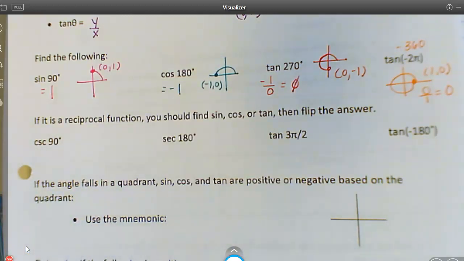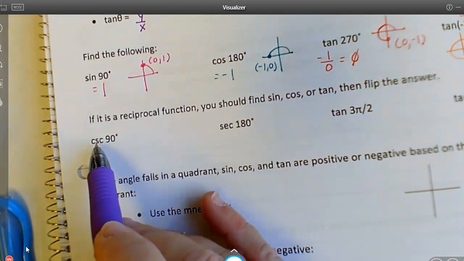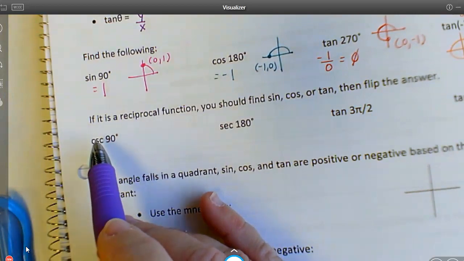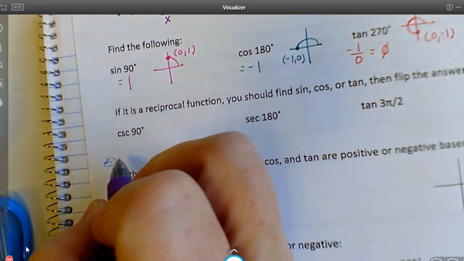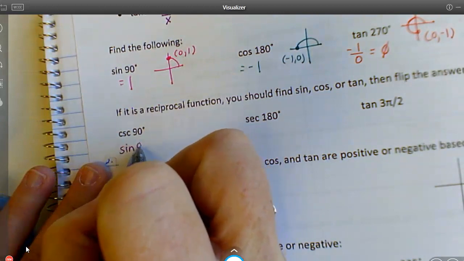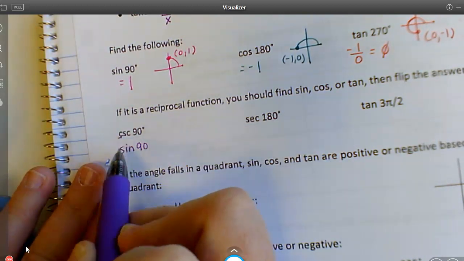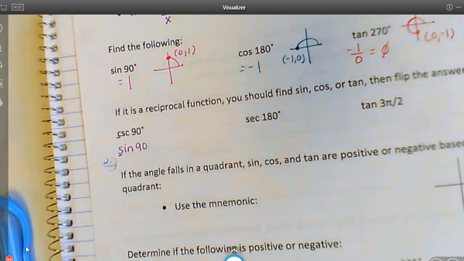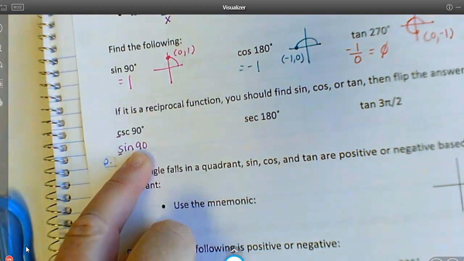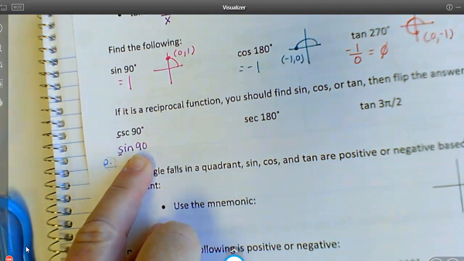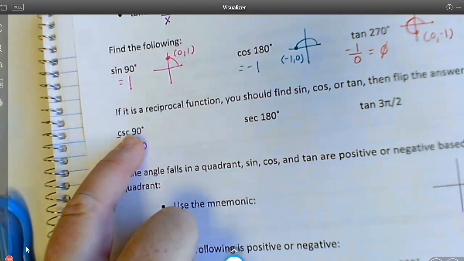Let me show you how you work with those. They are not on the calculator anyway, so knowing how to find them is important. If you remember, cosecant is the reciprocal of sine, because remember the opposite letters? So what we're going to do is find sine of 90, and then change it to figure out our actual answer.